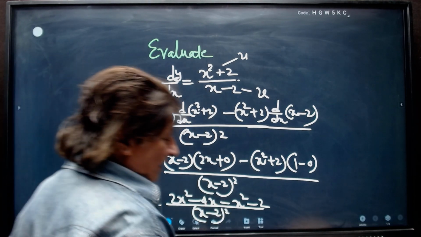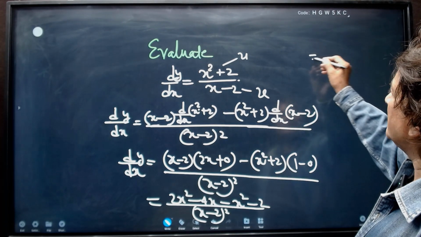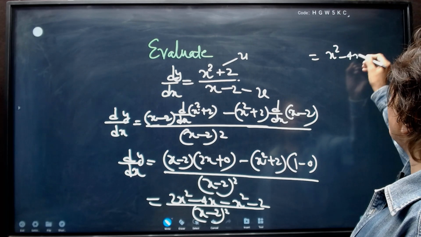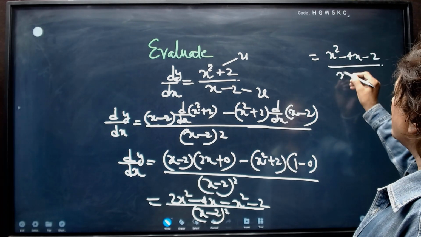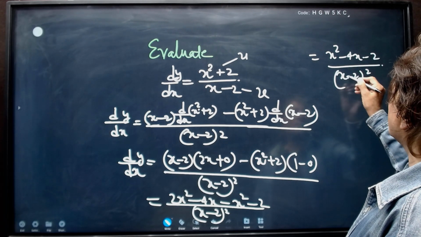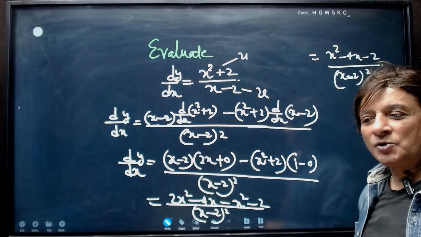Of 2x square minus x square, this becomes x square, minus 4x minus 2, divided by x minus 2 whole square. So this is the answer to this question.